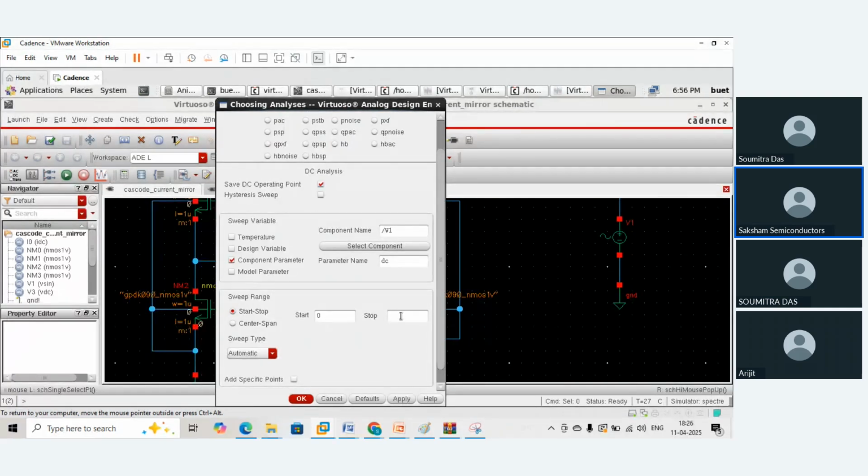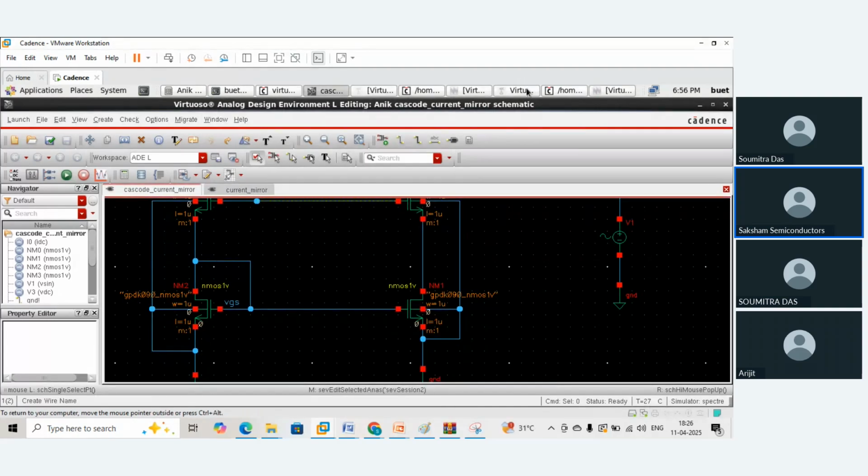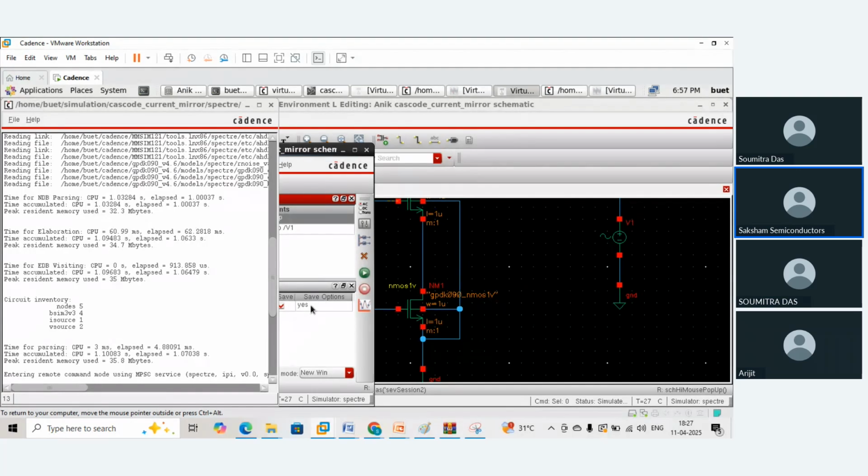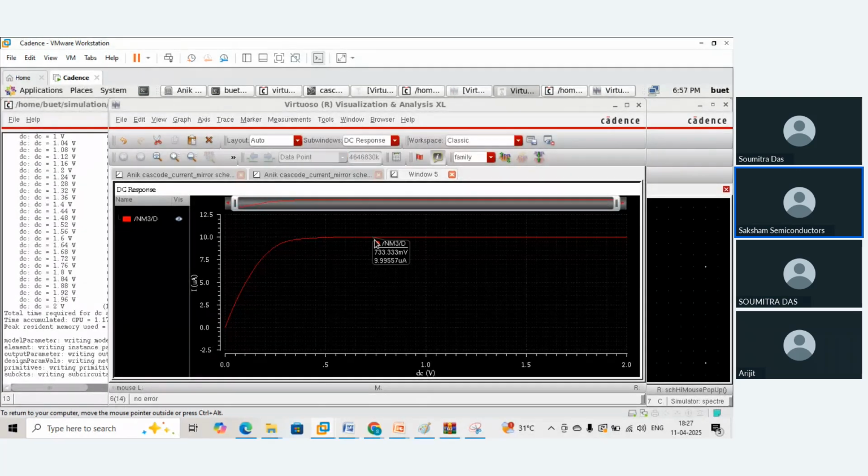Sweep range from 0 to 2 volts. Why am I taking 2 volts? Because 2 volts is the voltage which is acting as my VDD. So this is my DC analysis. I'll remove this and now I'll plot the ID versus VDS graph, which should tell you in which region it operates. Yeah, there we go. Exactly 9.998, and this is seen constantly, and this is a great thing.